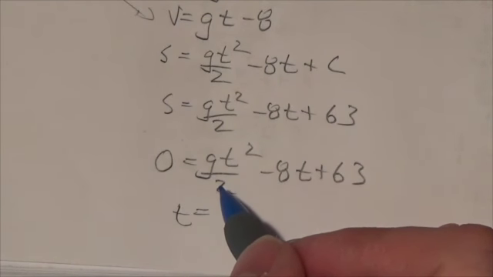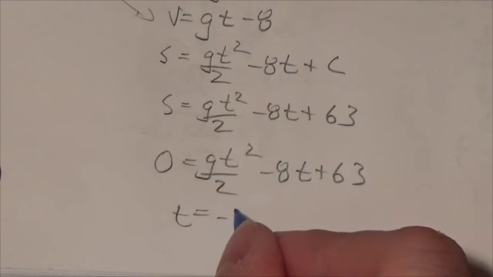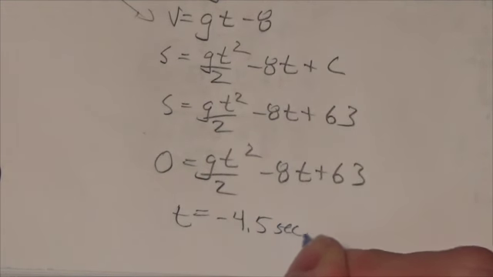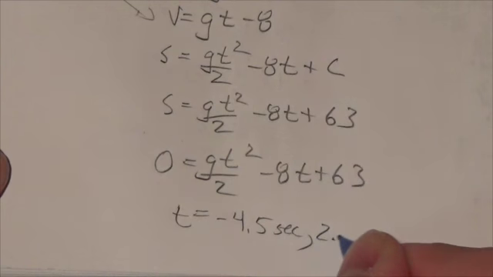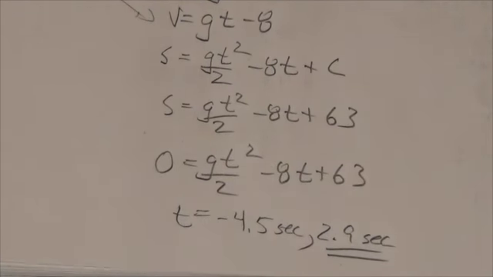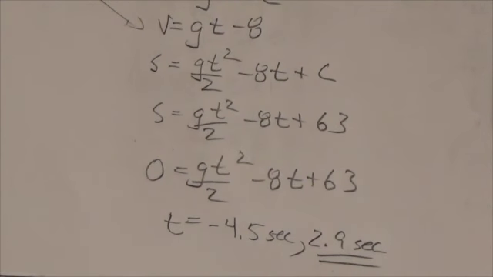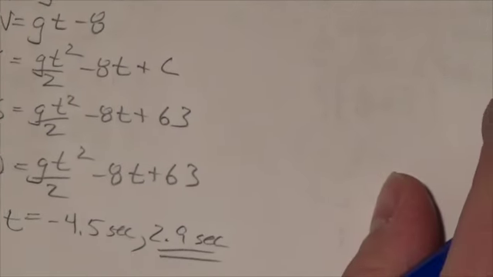And if I press enter, I get t is equal to -4.5 seconds, which really doesn't make any sense. So now I go back up and change the plus to a minus in my quadratic formula to get my other root, and I get an answer of 2.9 seconds when I round it. Now 2.9 seconds is the only one that makes any sense, because the -4.5 indicates what happens prior to this experiment.